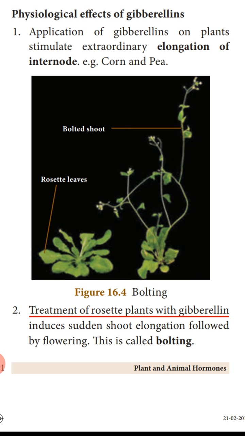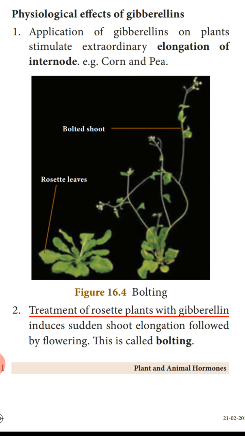So rosette plants, I told you, are the plants which do not show an increase in the height or size of the plant. As a result, all the leaves grow very close to each other and give a rose petal like appearance. Here, treatment of these rosette plants with gibberellin causes sudden shoot elongation followed by flowering.